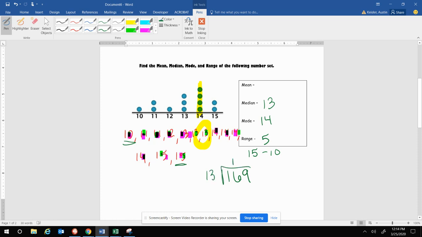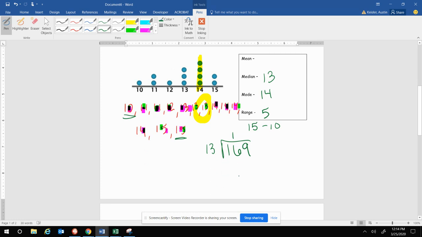13 goes into 16 once, which is 13. And then I get a 3. Bring down the 9. 13 goes into 39 3 times, which is exactly 39. So the average, the mean, is also 13. And that makes sense because it's pretty close. It's right about in the middle, so 13 would work.